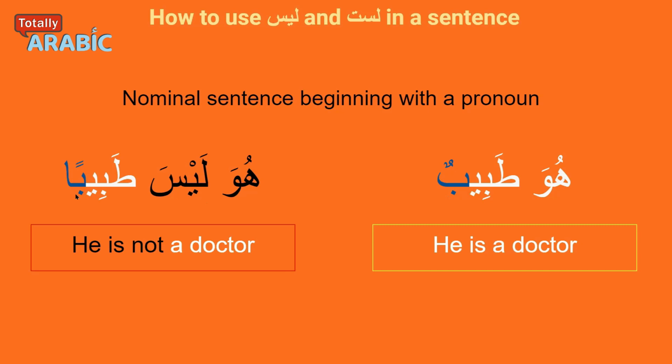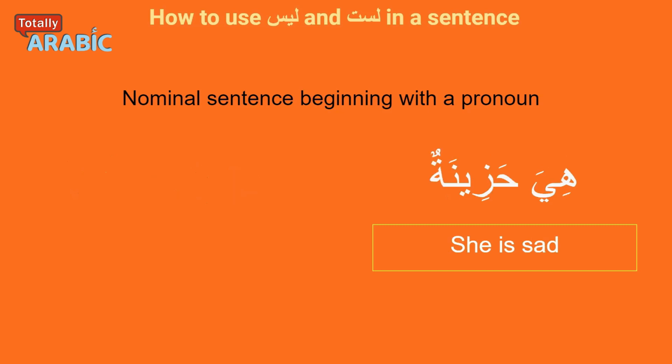Huwa laysa tabiban. Hiya hazinatun. Hiya is a pronoun. It can mean she is. It can also mean it is when it is referring to an object or an animal in the feminine. Hiya hazinatun. She is sad.